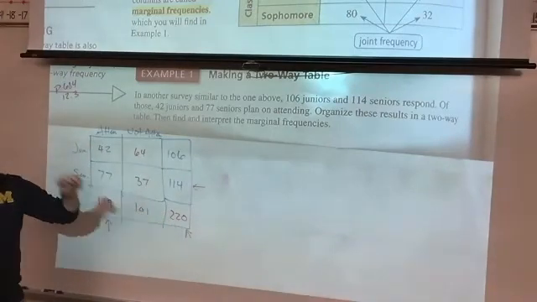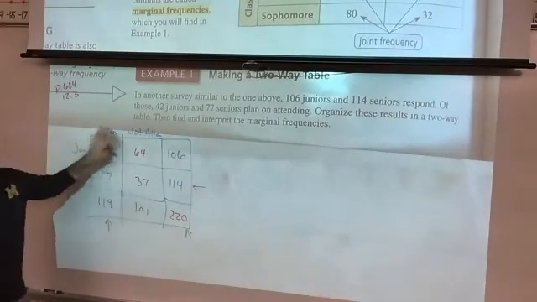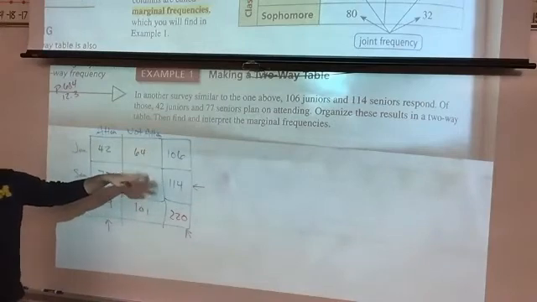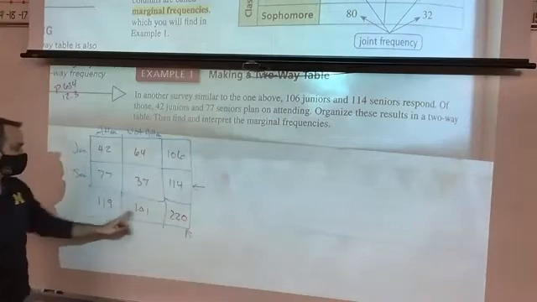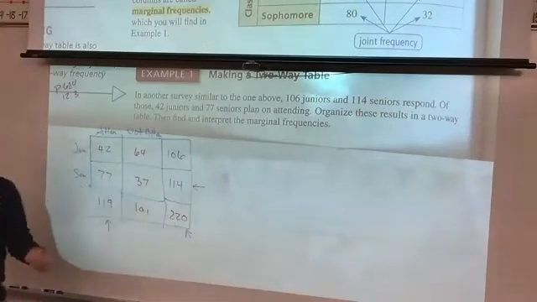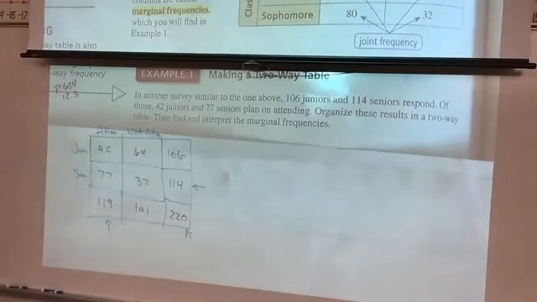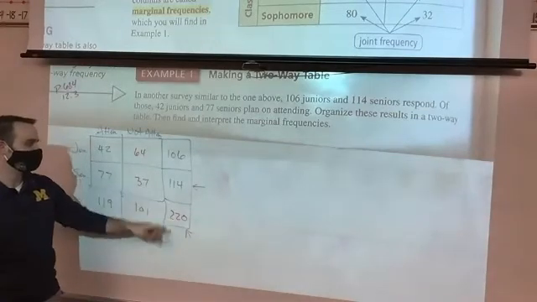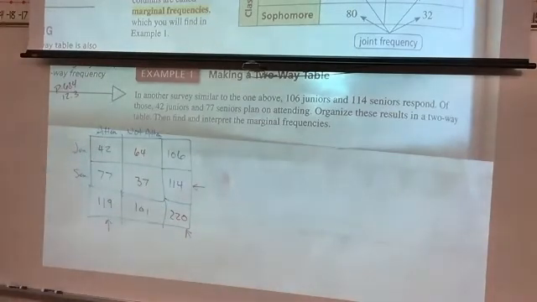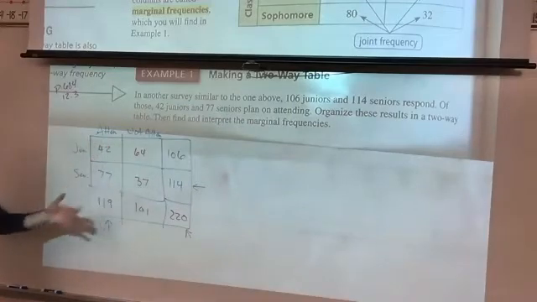That bottom right-hand corner is always the grand total of all of your joint frequencies added together. If you add these marginal frequencies straight down and these straight across, they both need to give you that same number. If they don't, then you did something wrong somewhere. Your calculations are off. So this should give you 220, and this should give you 220. There you go. What about that 114? Remember, seniors that respond. Good. Okay, questions on our 2A table?